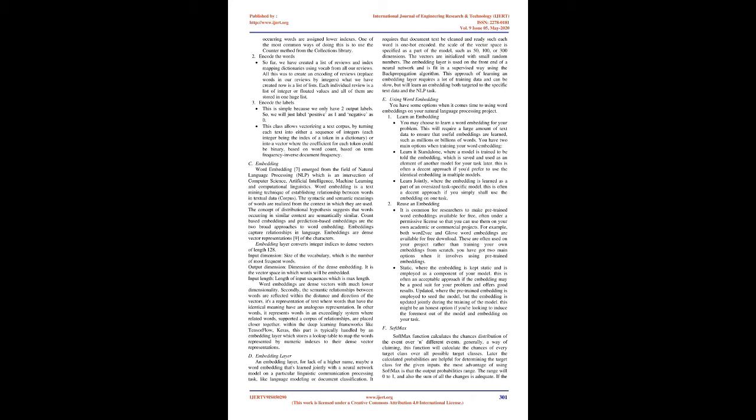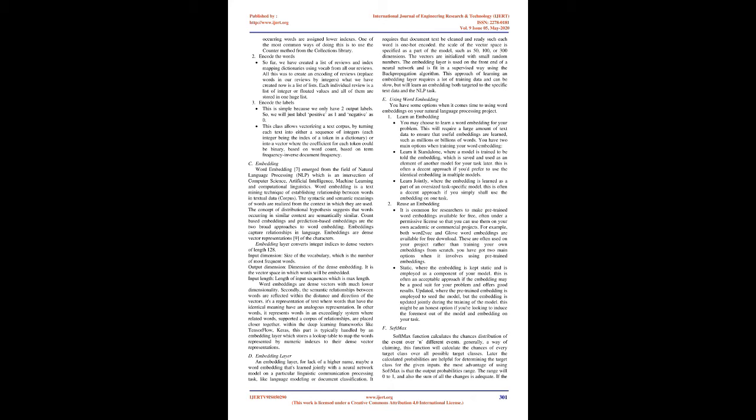What we have created now is a list of lists. Each individual review is a list of integer values and all of them are stored in one huge list. 3. Encode the labels. This is simple because we only have 2 output labels. So, we will just label positive as 1 and negative as 0.